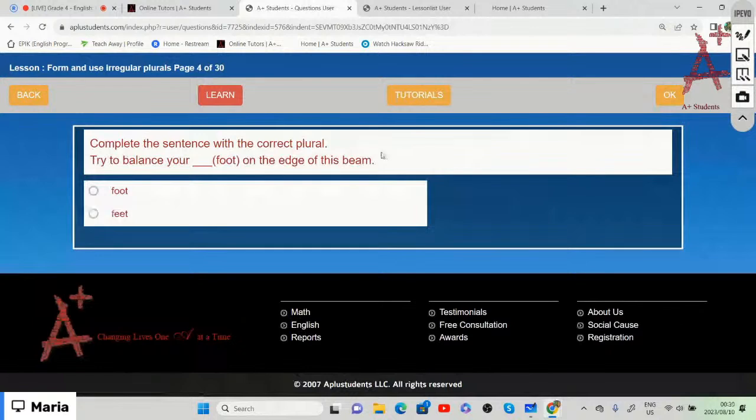We need to try to balance your foot on the edge of the beam. So foot, we need to find the plural of foot. Is it foot or is it feet? Foot or feet. So try to balance your foot on the edge of the beam. So if we want to write our correct plural, then we can say feet.